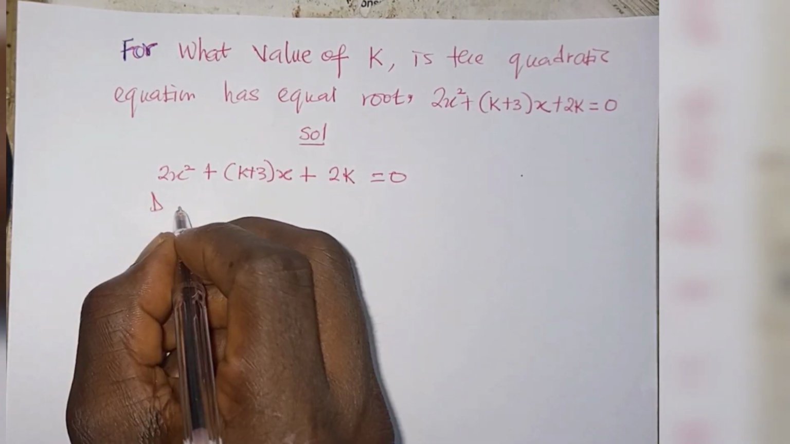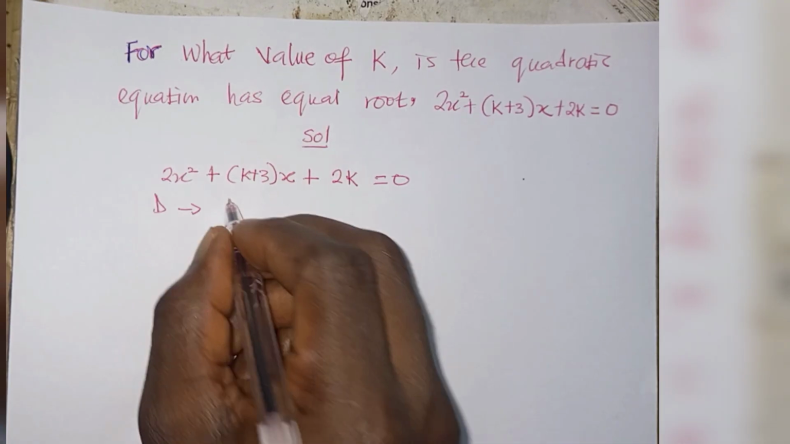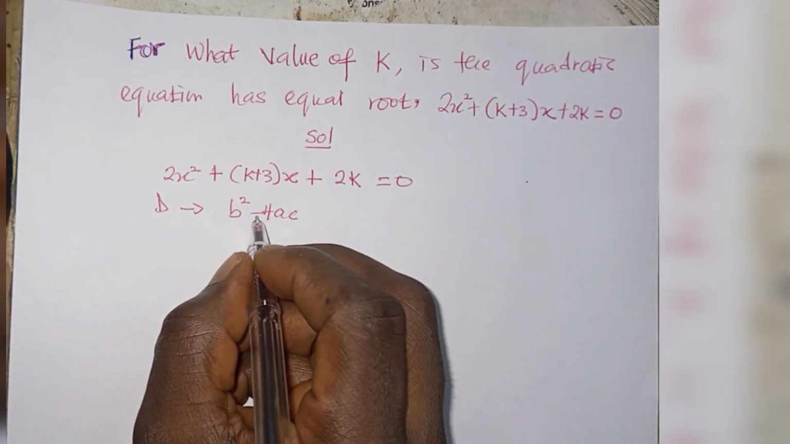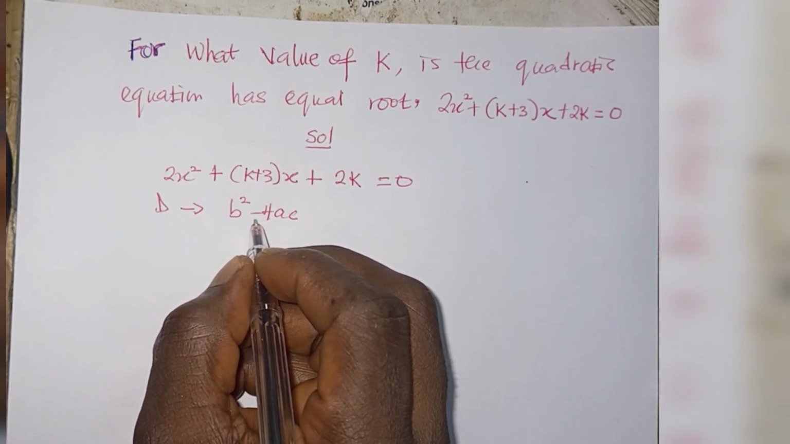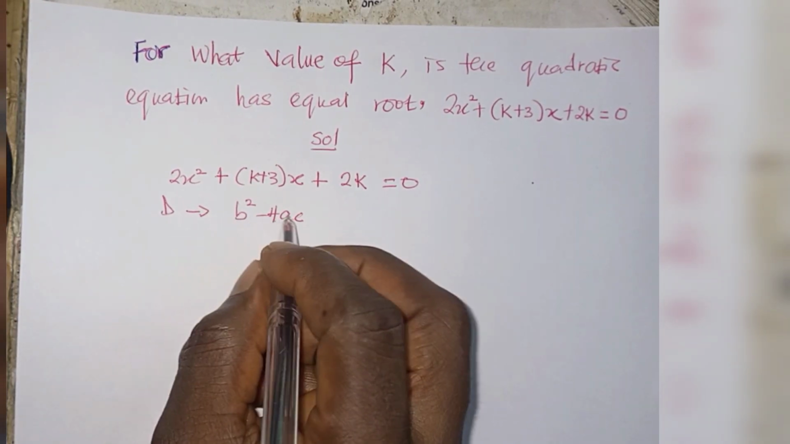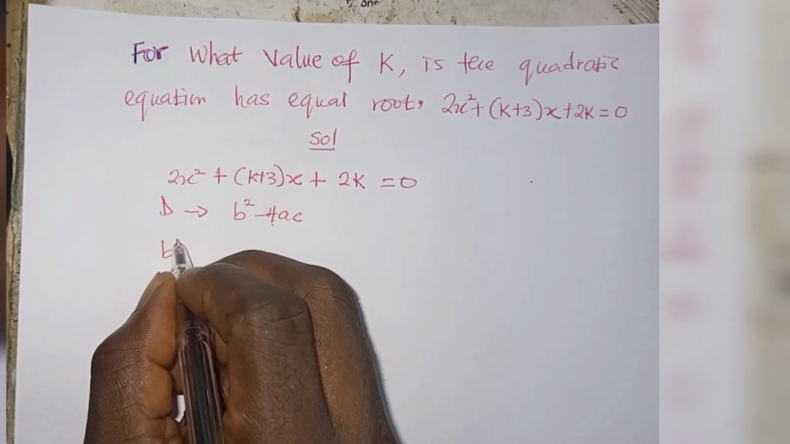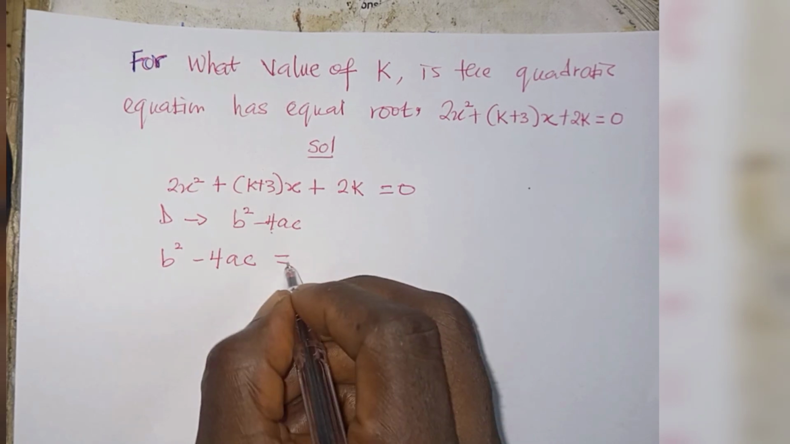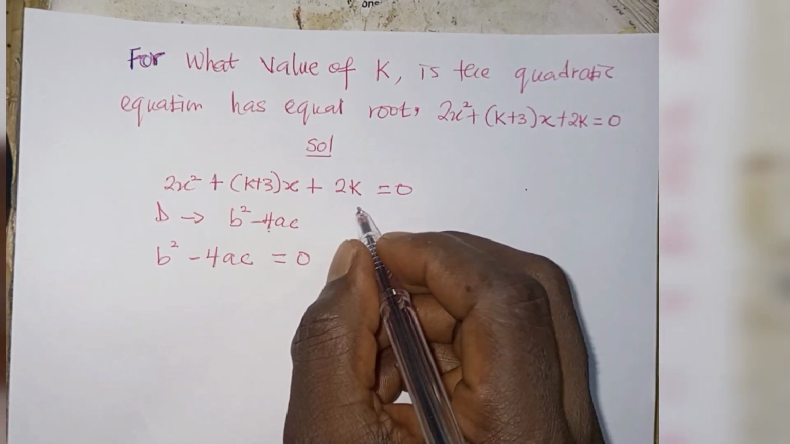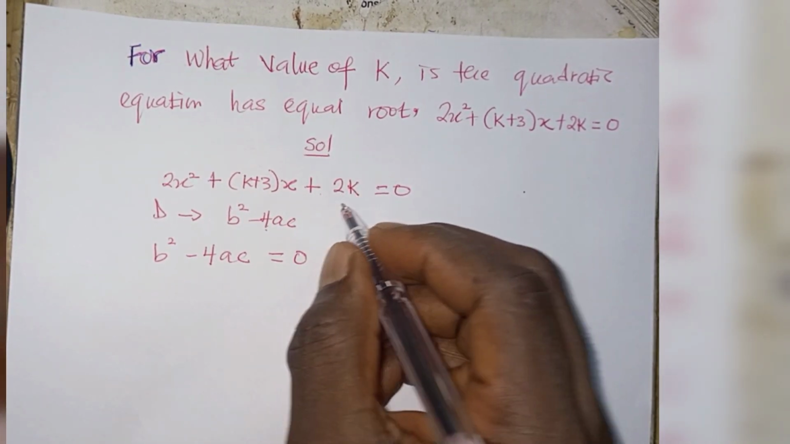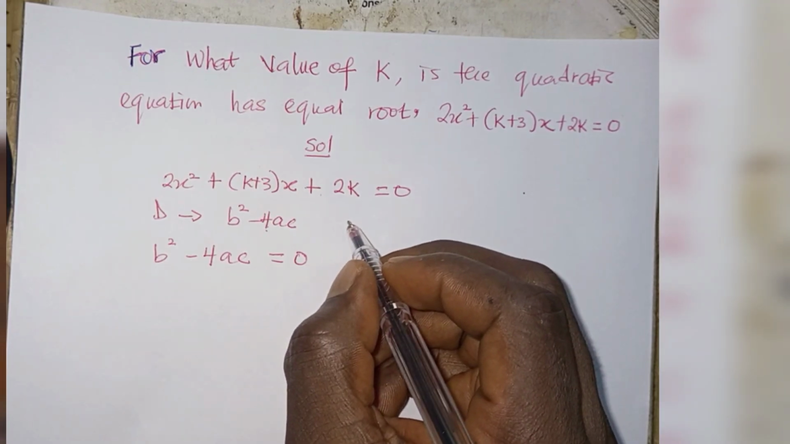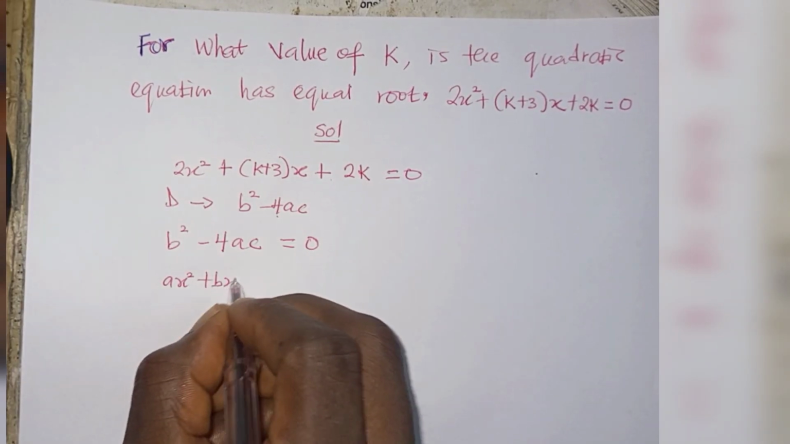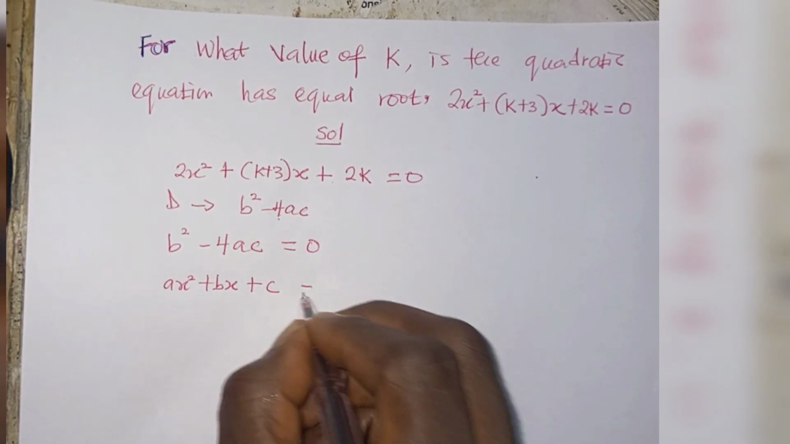What is the discriminant? Discriminant D is equal to b² - 4ac. That's the discriminant. If it is equal to 0, it means they have equal roots. So for having equal roots, the discriminant must be equal to 0. I will now say b² - 4ac is equal to 0. Now, by comparing the given question with the general formula of a quadratic equation, which says ax² + bx + c = 0.